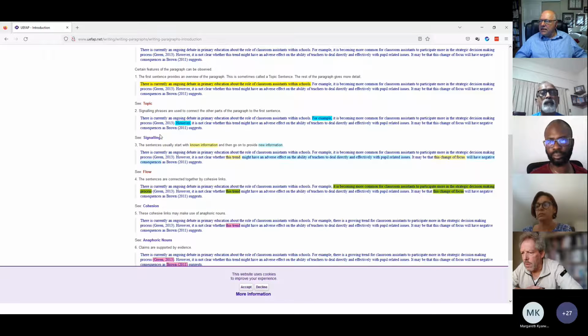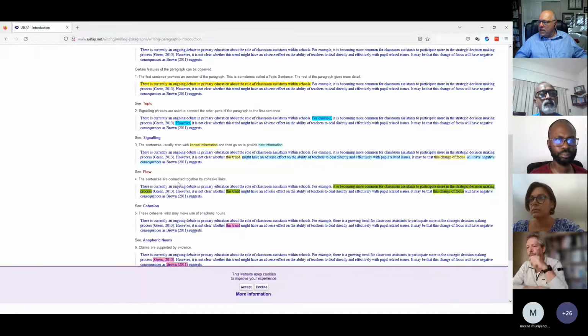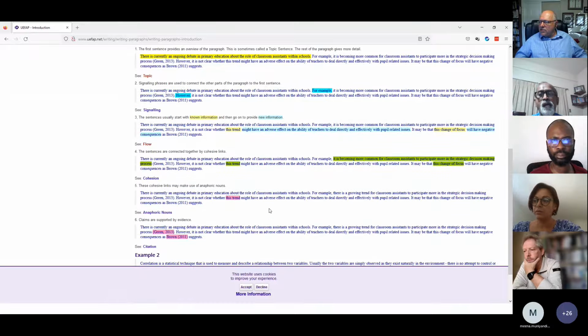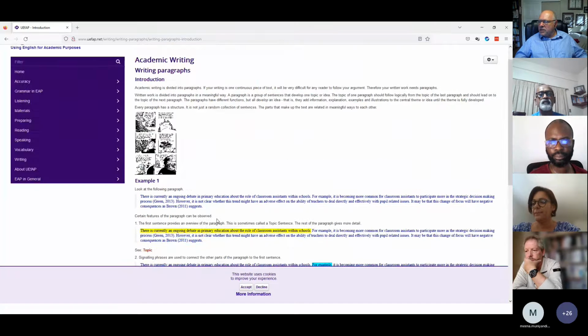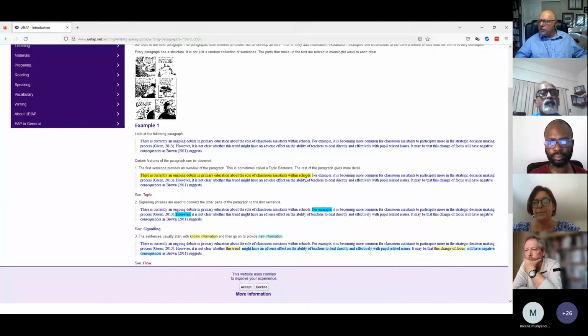The sentences usually start with known information and then provide new information. So you can see this trend, change of focus, for instance. And then in terms of the flow, you use other words here, this change of focus, this trend, and then cohesion is also important. These cohesive links may be used as anaphoric nouns, this trend, and there are also other different nouns. But I just wanted to point out quickly the importance of the topic sentence and the linking words.